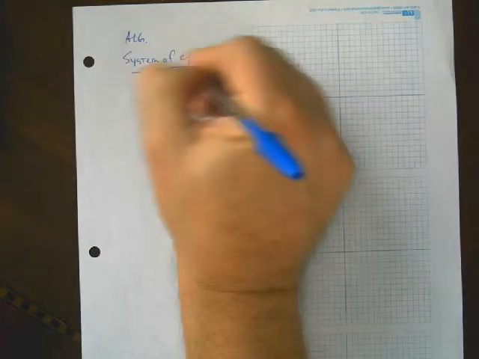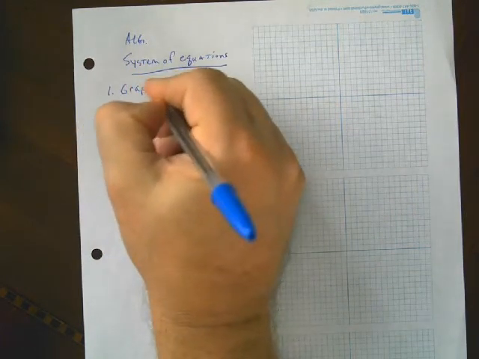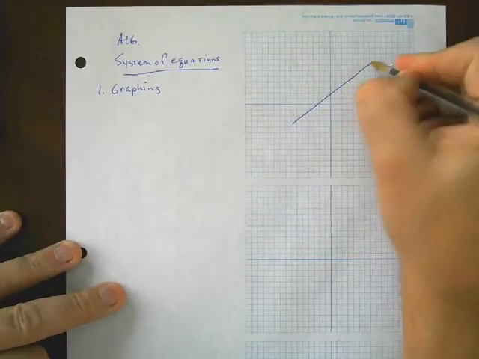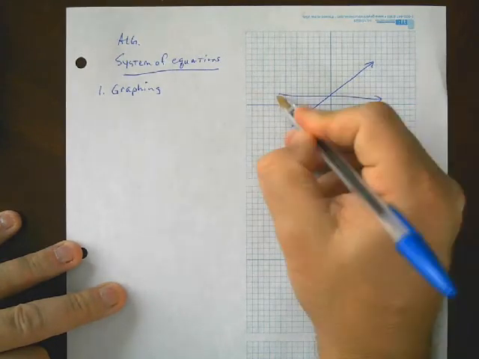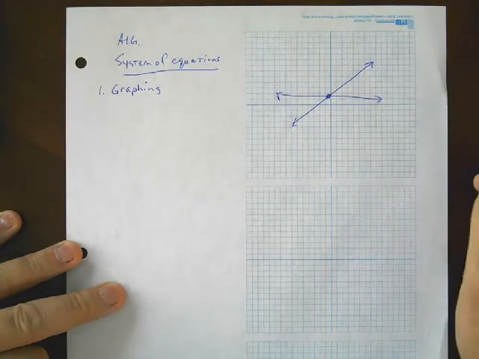Now, there's a few different ways to solve a system of equations. So let's talk about those first. First of all, we have graphing. All that would mean is that we'd have an equation of a line. Let's say it looks like this. We have another line which looks like that. And so the solution of the system is the point of intersection.